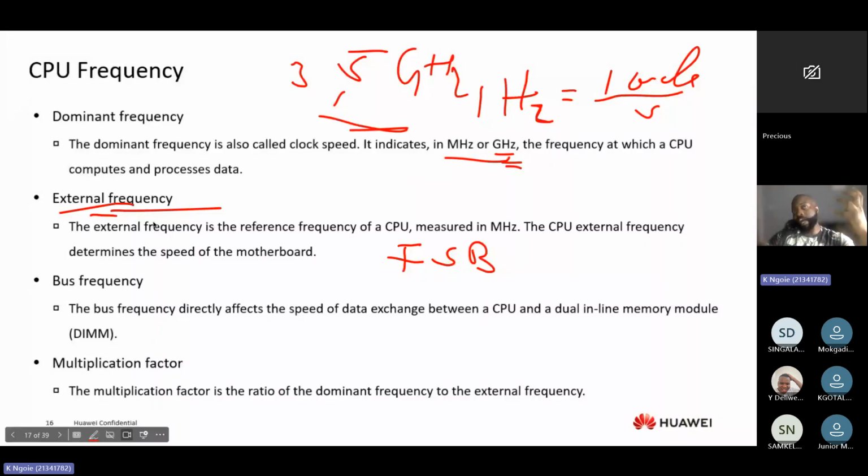They will tell you on a highway you can only drive at 120 or something like that. So this external frequency is the maximum speed at which data can move in and out of the CPU. That is the external frequency. And then when we talk about the bus frequency, this will directly affect the speed of the data exchange between the CPU and the memory. So what does that mean?